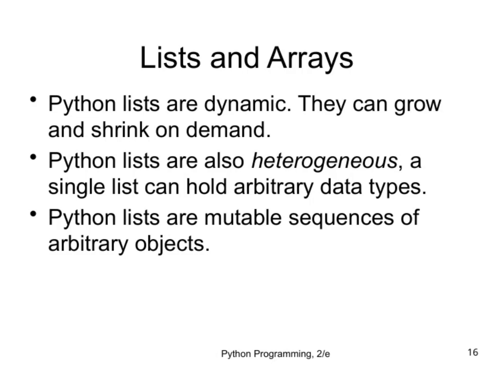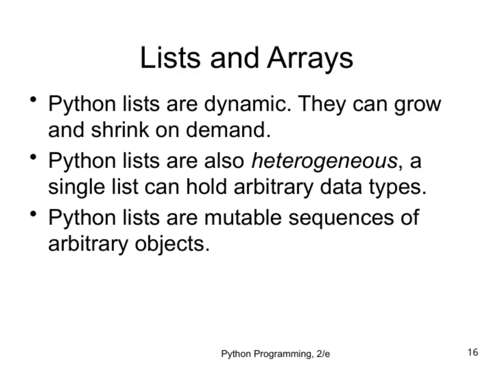Let's talk about Python lists. One of their most powerful features is that they are dynamic. This means they can grow or shrink as needed, giving us a lot of flexibility when managing data. You don't have to worry about predefining their size. They adapt on the fly.